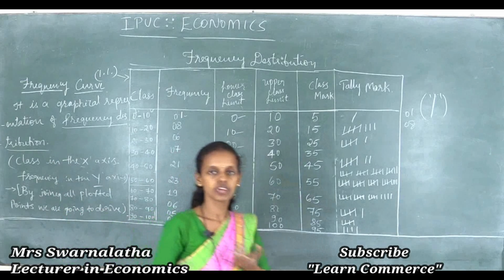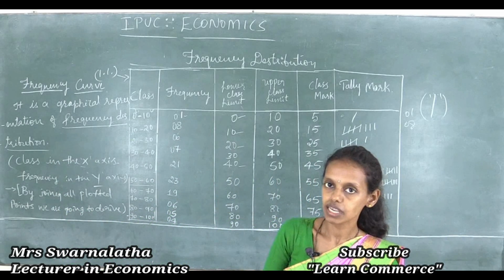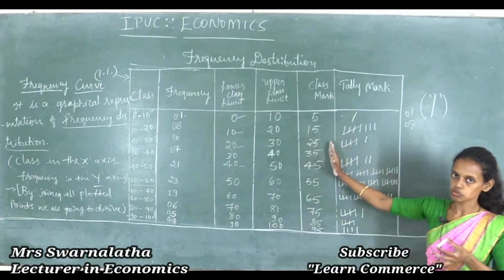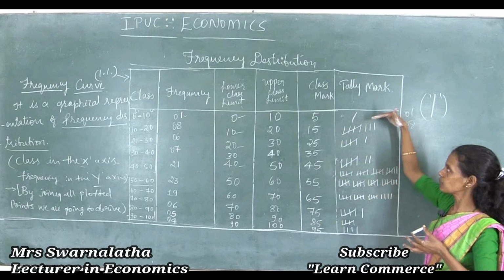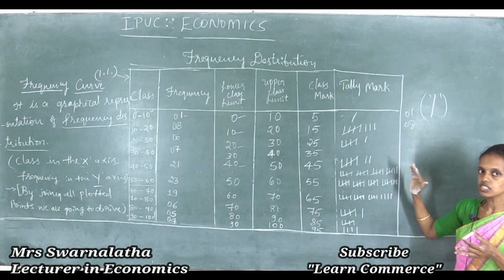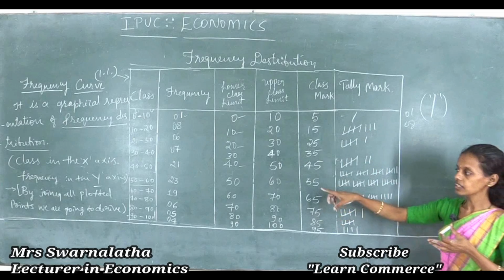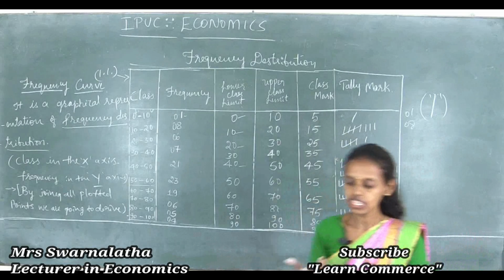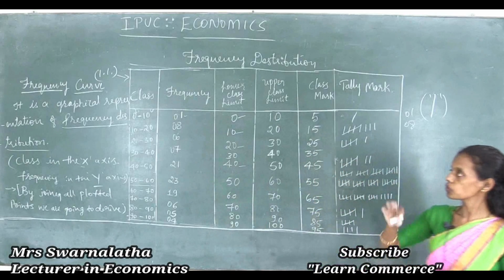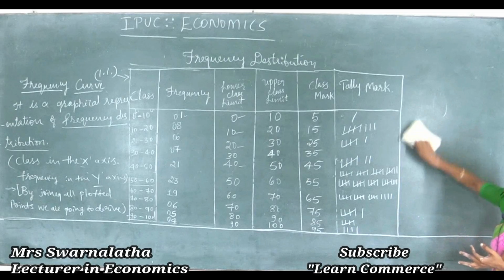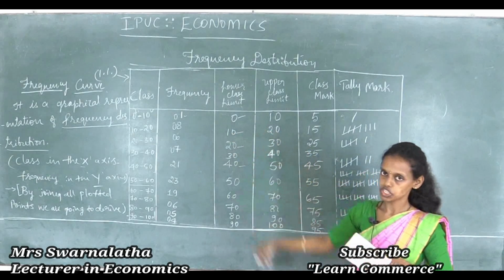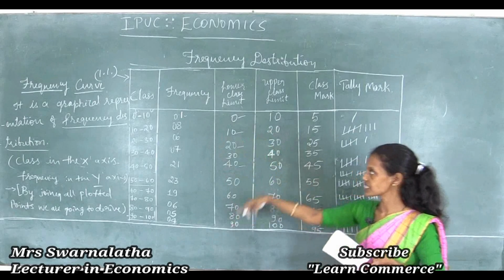So tally marking is very important. It will reduce the time and it is very important to calculate the frequency distribution. In the frequency distribution, the tally mark has its own significance. By that it is very easy to count the data and the chance of missing is very low using tally marking. So this is about how to obtain the tally marking and how to obtain the frequency curve from the given observations, from the given frequency and class intervals.